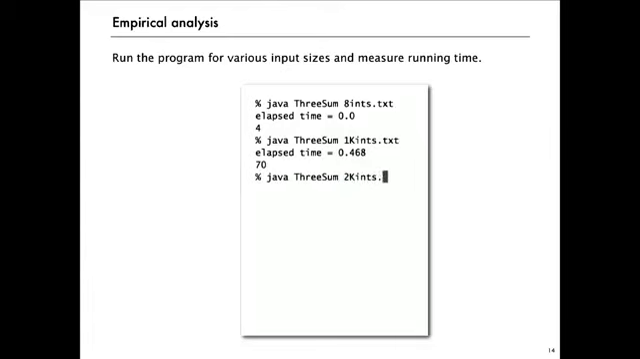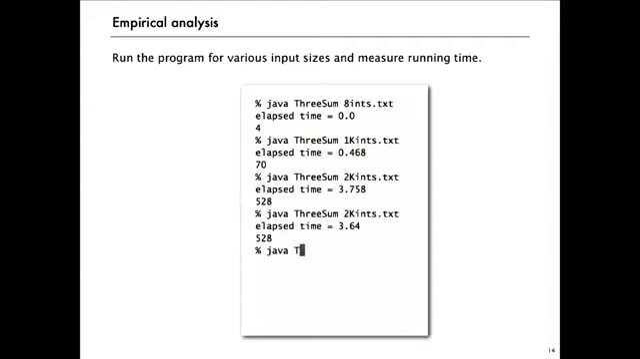For 1,000 ints, it takes half a second. For 2,000, it takes more time. That's 3.7 seconds. Run it again, still takes 3.7 seconds. For 4,000, so each time we're doubling the size of the input, and it's definitely taking more time each time.